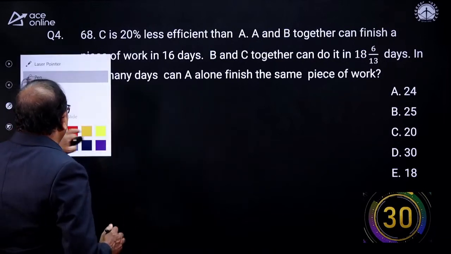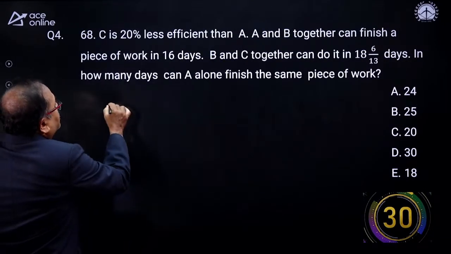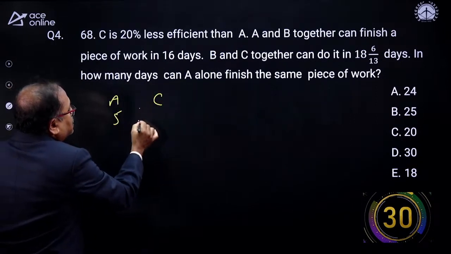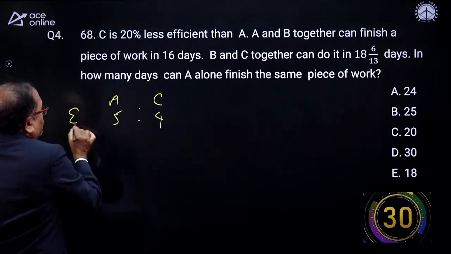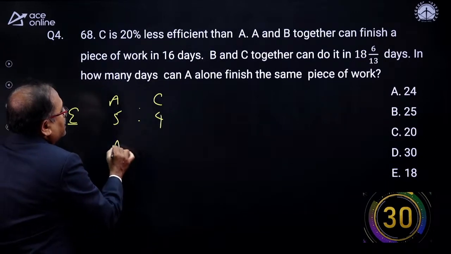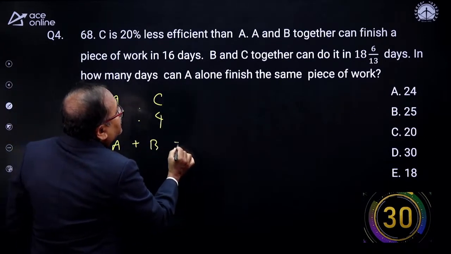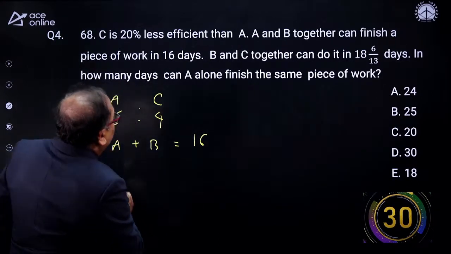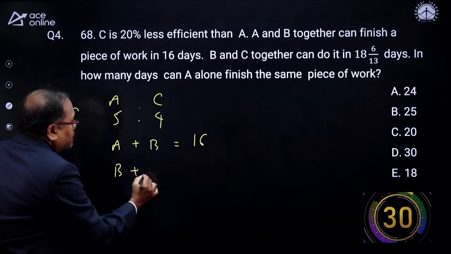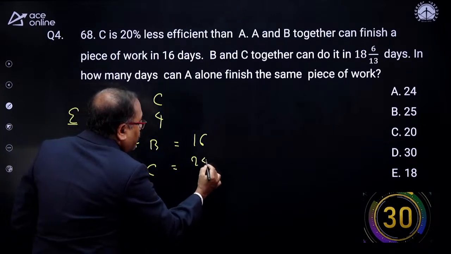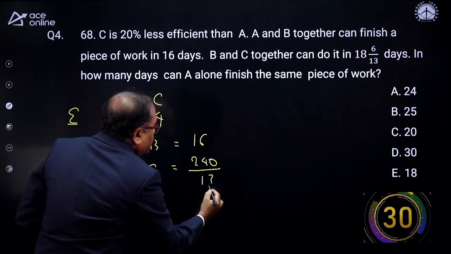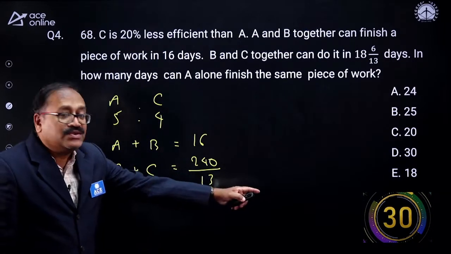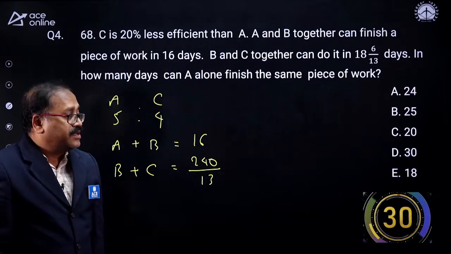Now let me write down what all we have mentioned over here. A and C efficiency ratio is 5:4, and A plus B can complete the work in 16 days, and another one is B plus C, that is 240 by 13 days. A alone can complete the work in how many days? And here is your 30 seconds, my young friends.